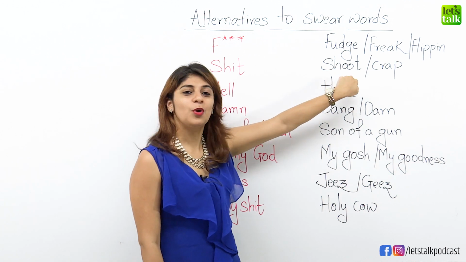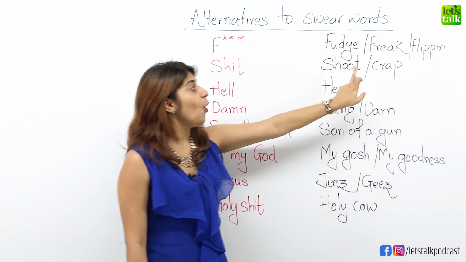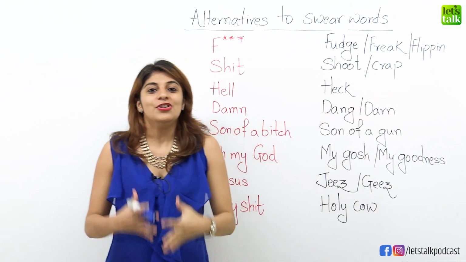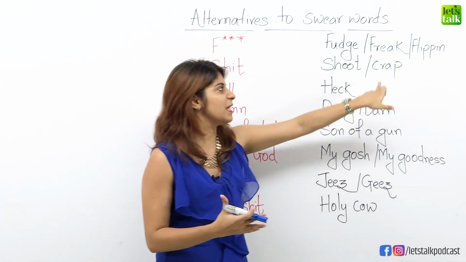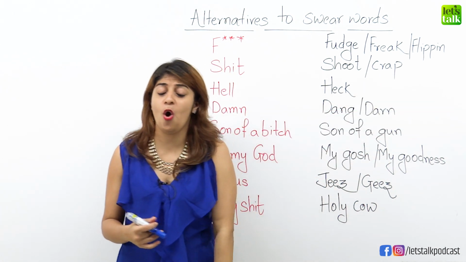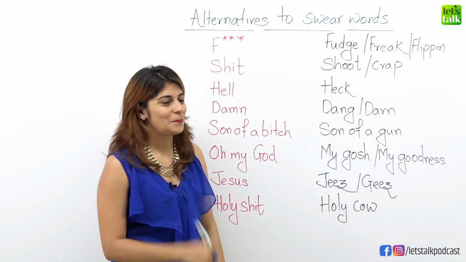So try using the word shoot. Oh, shoot. Okay, that's how you can use it. Or if you want to use the word shit, try using a better word for it, which is crap. Oh, crap. Okay, that's how you can use this word.